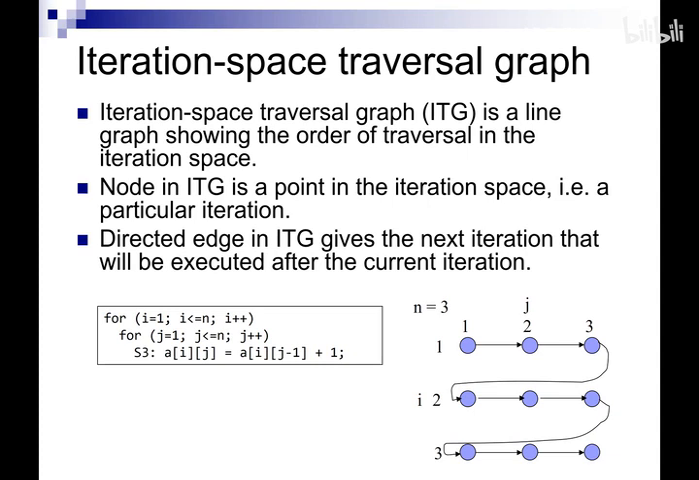I'll just show you an example of this. If you have a loop of this sort, then you have a bunch of iterations. We have iterations for I and j.